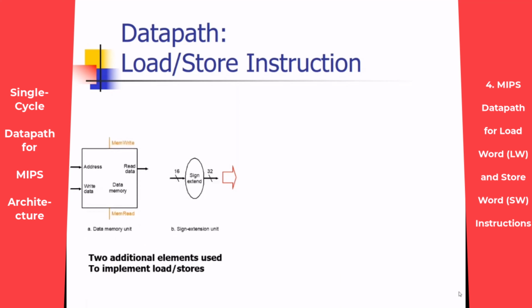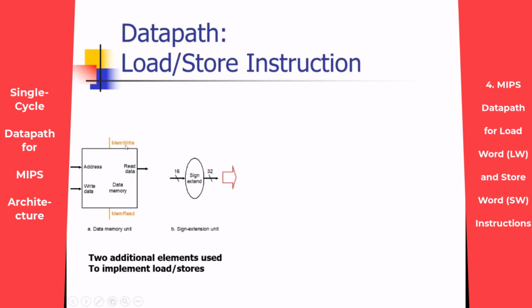Let's check the data path for load and store instructions. For these 2 instructions, we need 2 additional elements: a data memory unit and a sign extension unit. The data memory has an address input. So by this part you can determine the address of the memory that you are going to read its content, and the content of that memory location will be available in the read data part.